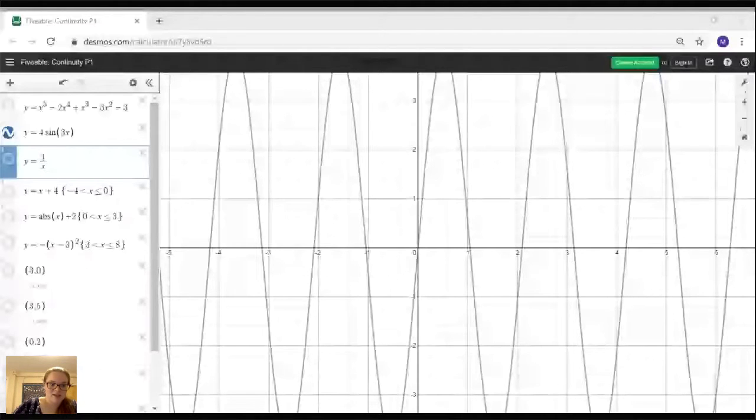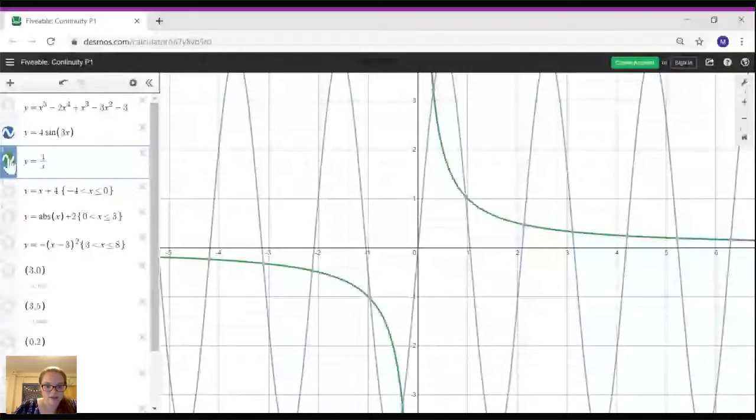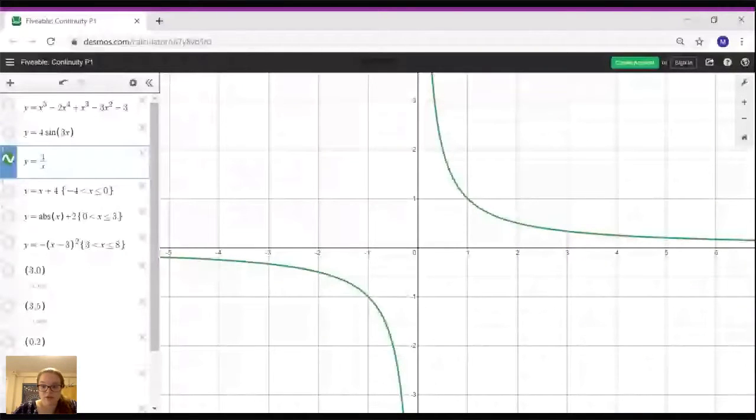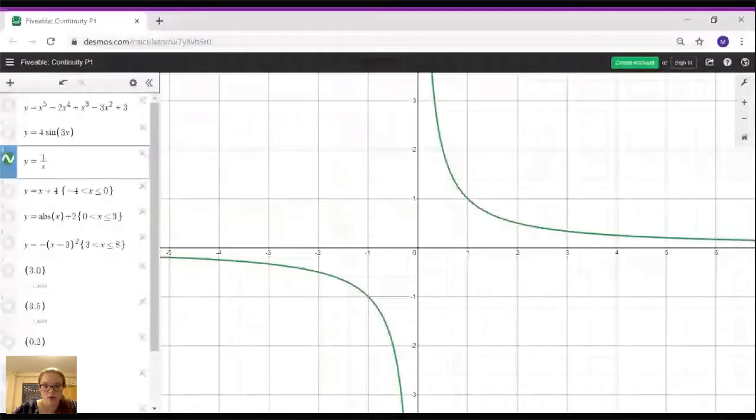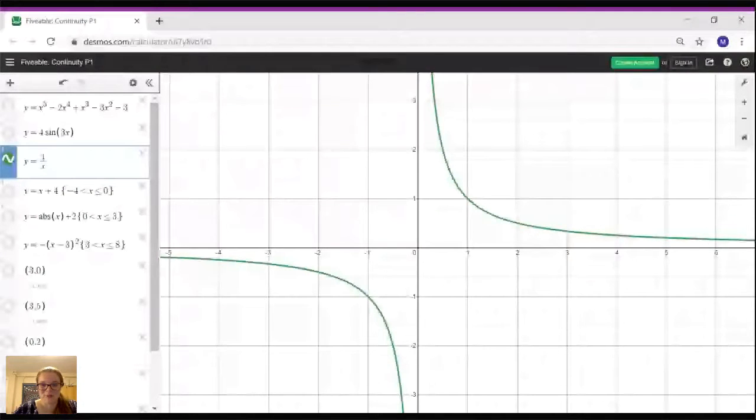Okay, this next one is going to take me a minute to, actually no, this next one's fine. So let's look at this one. What do we have here? This is the parent function for what type of function? Inverse is one word for it. There's actually another word I'm looking for besides inverse. Reciprocal is also a word, but that's also not the word I'm looking for. But those are both really good words.